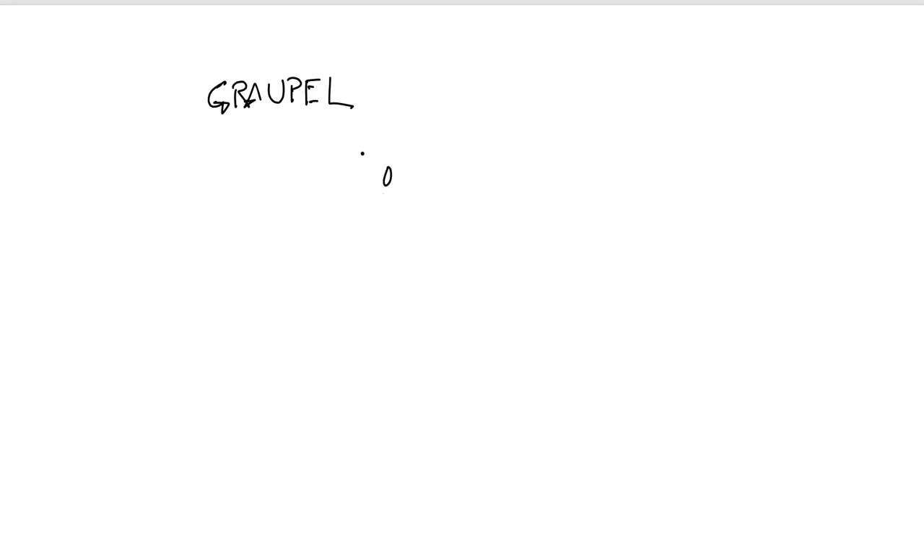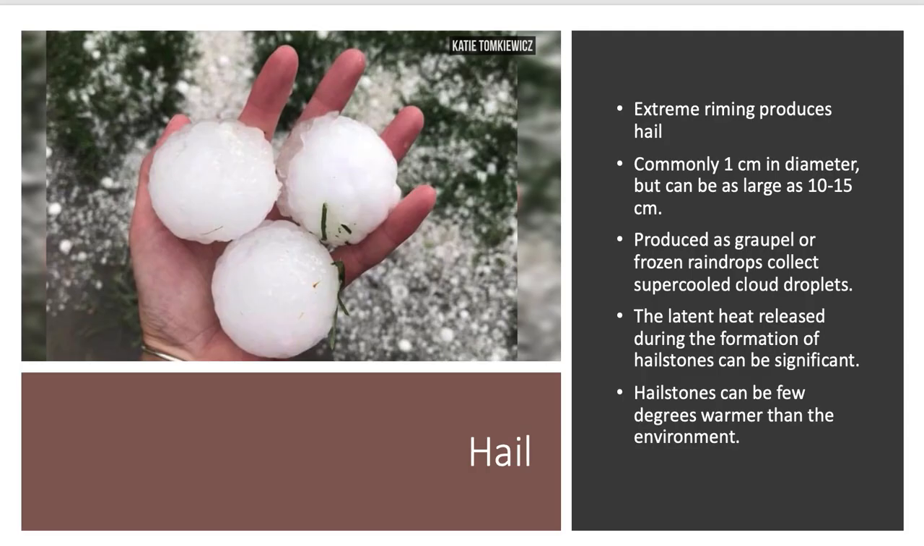Graupel is essentially formed when you have an ice crystal or a snowflake or whatever that is falling, and it falls through a region full of supercooled liquid water droplets, and it accumulates a lot of these supercooled liquid water droplets. So this is kind of in between hail and snow.